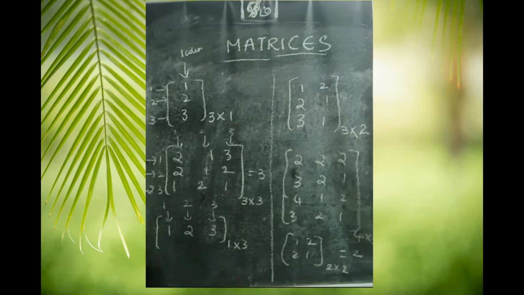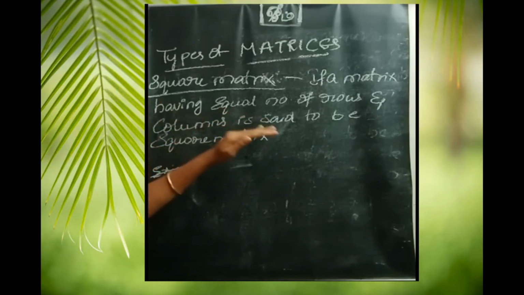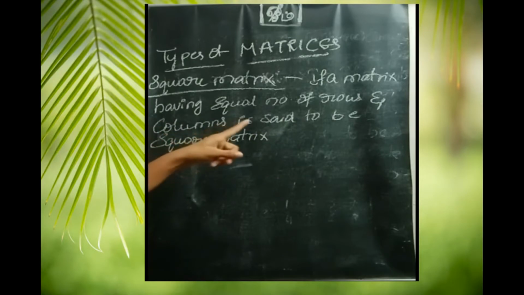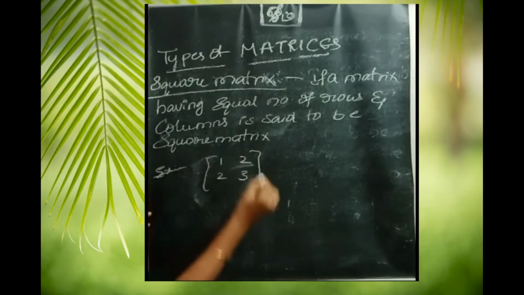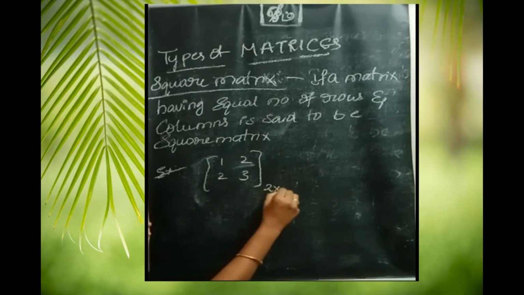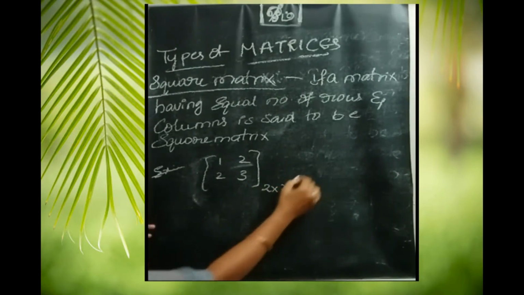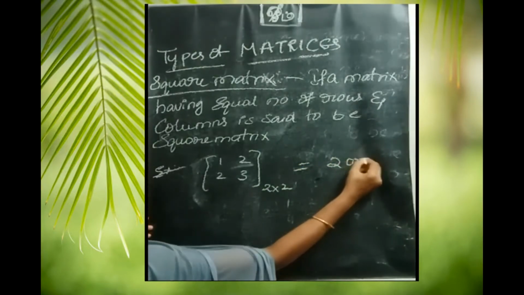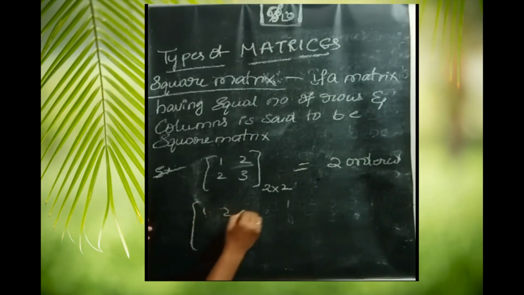Next, we'll go for another matrix. A matrix having an equal number of rows and columns is said to be a square matrix. The definition is only that it has an equal number of rows and columns. Example, 1, 2, 2, 3. So what is the order for this? 2 by 2. So equal number, 2 by 2. You can simply say second order. Second ordered matrix. Another example.